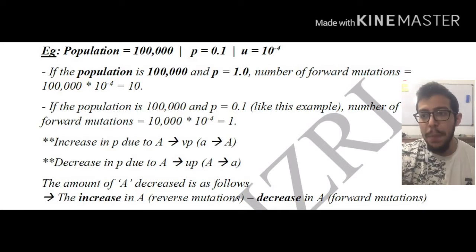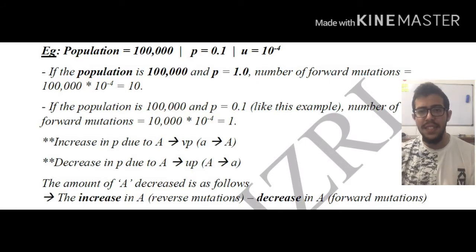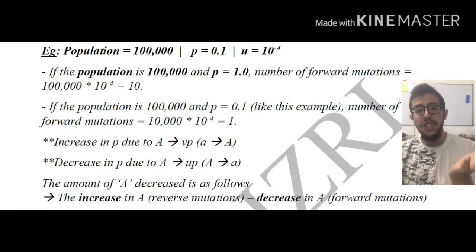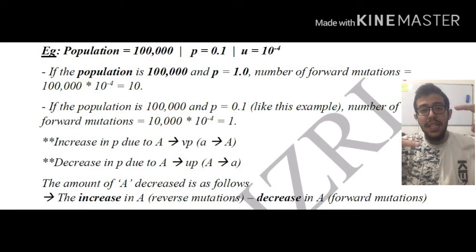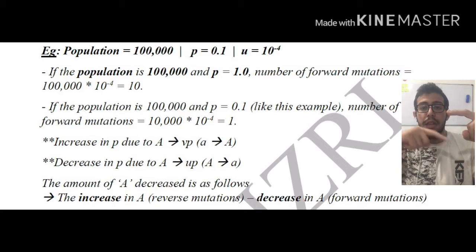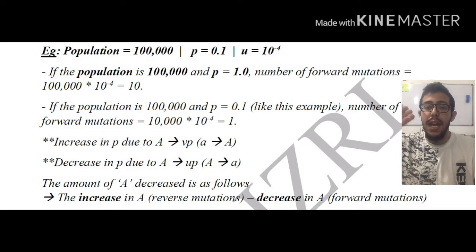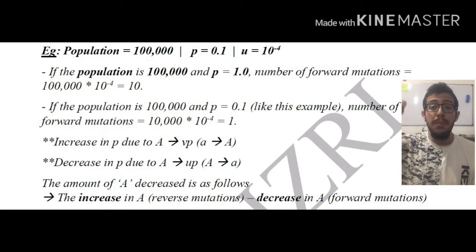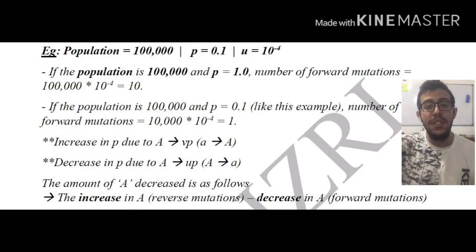Now, the increase in p, or the increase in the frequency of our allele due to A, is going to be vp, which is the reverse mutation, simply. Okay, let's take this as an example. We've got A that is going to be changed to small a in case of forward mutations. And also, we've got small a that is going to be converted to large A in the case of reverse mutations. So if we want to calculate the increase, all we have to do is take the reverse mutation rate multiplied by the population, and this is how we get the increase in the frequency of our allele.